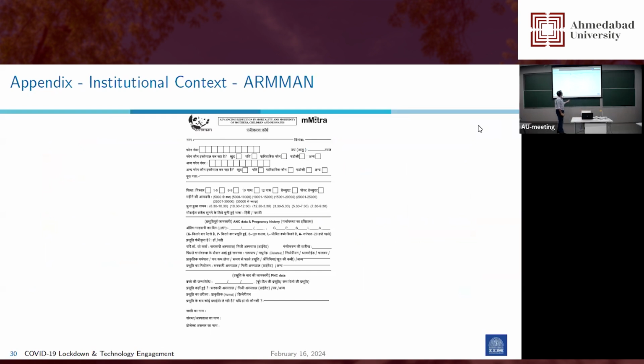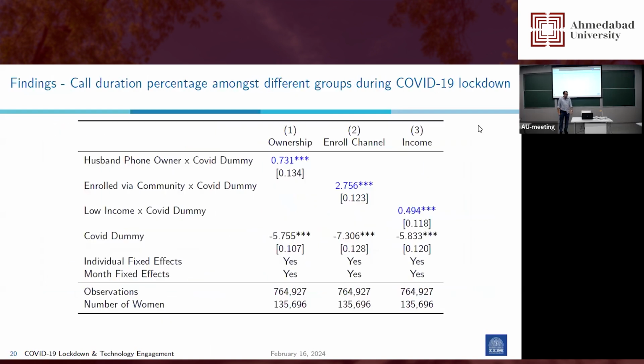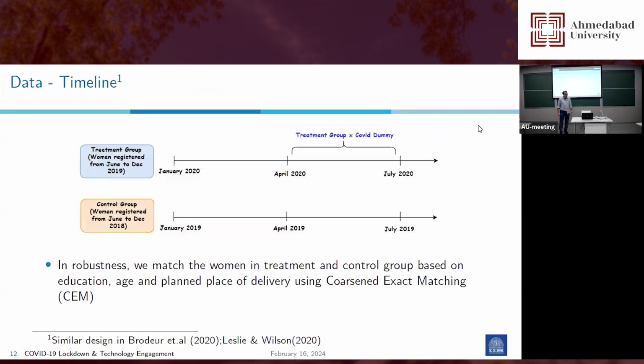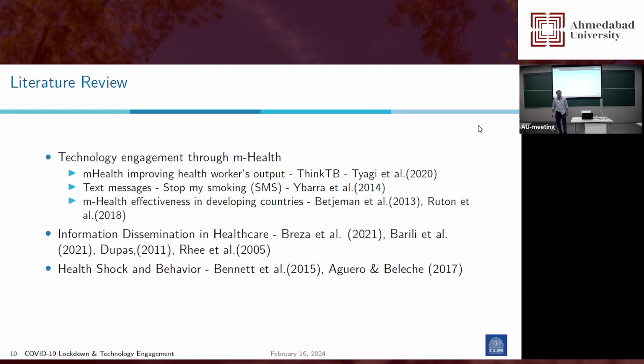So they have a form which looks like this. Along with the names and so on, they will take, I don't know if you can read it, the pregnancy history and some data around that. And for us, the more important thing is that they will collect some information on which category of income the woman belongs to, whether the phone is owned by the household or by the woman specifically, and so on. Now, this is the background, right? And they keep track of this through a call center for a few years now.